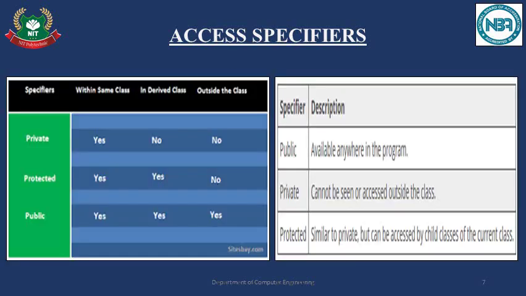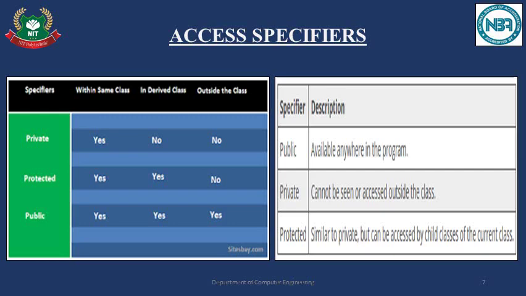Next, the figure shows the description and how we can use them. So first we see the private access specifier. It can be used within the same class. Can it be used in a derived class? No. Can it be used outside the class? No. So the private access specifier's data members and member functions can be used within the same class.